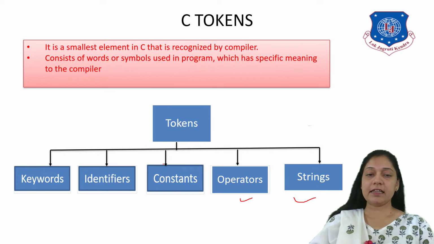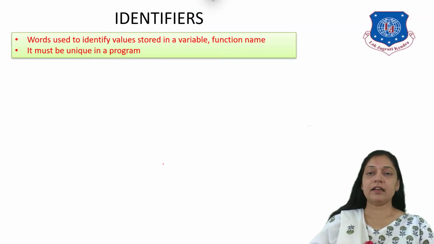Then afterwards, the next C token is identifiers. Now, what are identifiers? They are also words, but these words are used to give a name to a variable or a function. Variables are used for storing some values in the program. We can also use identifiers for giving a function name, that is, the modules which we use in our C program. This variable name or function name should be unique in a program. You cannot repeat a variable name or a function name in the same program.